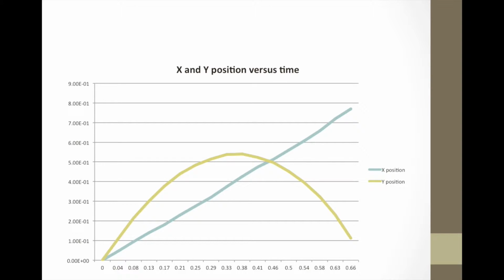So this is a chart with the information that Tracker gave us. The Y position is the one that curves like an upside down parabola. It peaks at this place here. But the X position, since there's no external force acting upon it, goes in a gradual increase as time goes by.